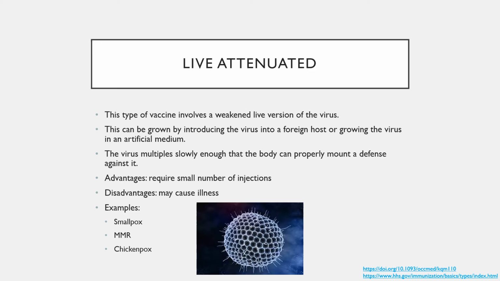Some of the advantages of this vaccine are that they require a small number of injections. Usually one or two can be good enough for lifelong immunity or immunity for a very long period of time. Some of the disadvantages is that it may cause an illness, and that's because the vaccine is actually alive, so there's always the chance that it could grow and multiply and actually cause the illness that it's supposed to prevent. Some examples of this type of vaccine include smallpox, the MMR vaccine, and chickenpox.